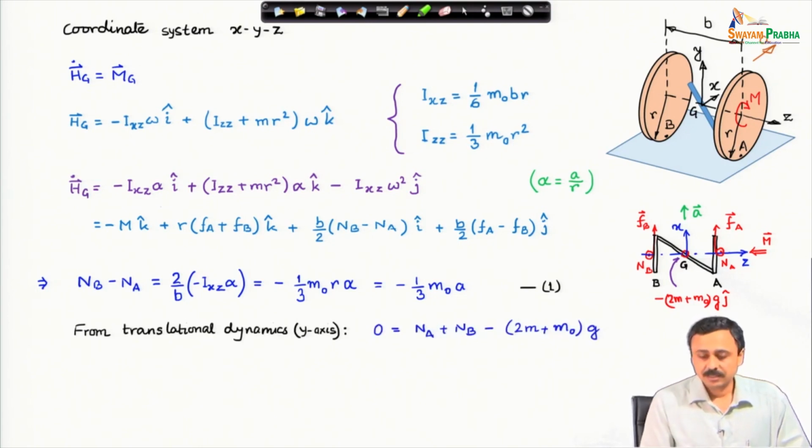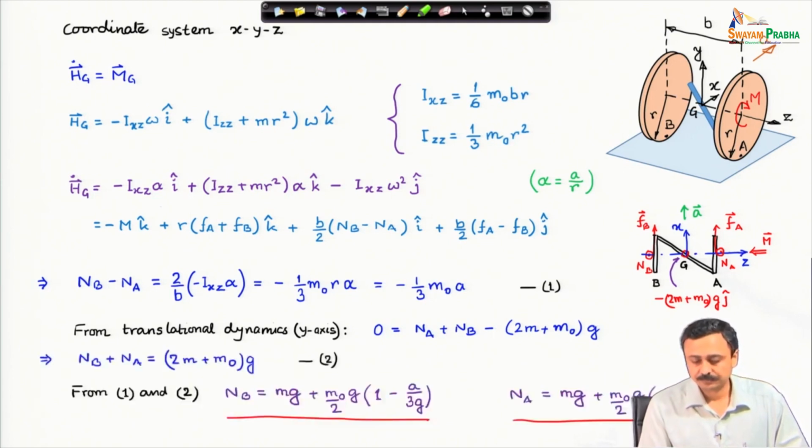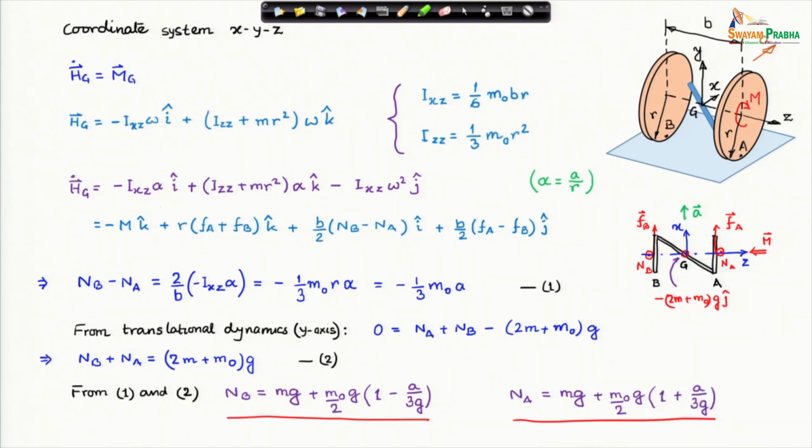From the translational dynamics, if I look at Newton's second law for the center of mass in the vertical direction, that means along the y direction, since there is no acceleration, it is only a balance of forces in the y direction, and that gives me 0 equal to the sum of forces in the y direction, Na, Nb, and the weight. So, I have two equations in terms of Na and Nb, simultaneous equations I can solve, a straightforward solution. So, I will leave it to you. These are the normal reactions at A and B.